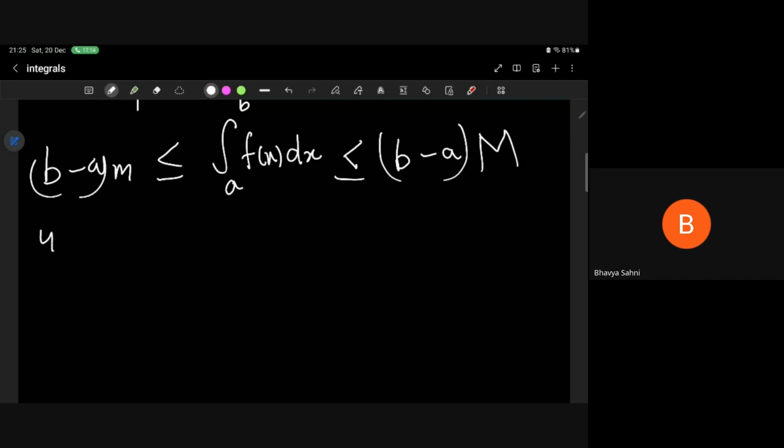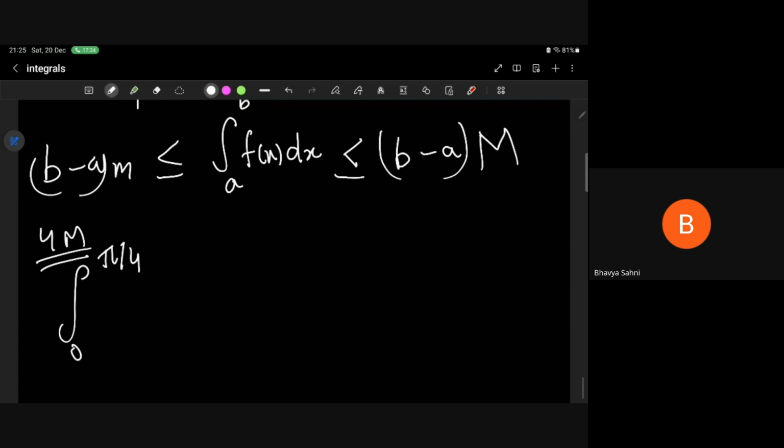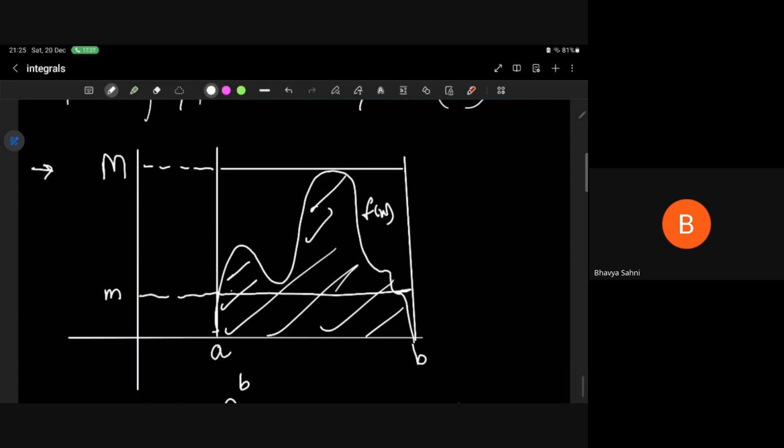There's a 4 mark question. Integral from 0 to pi by 4 of log of 1 plus tan x dx.